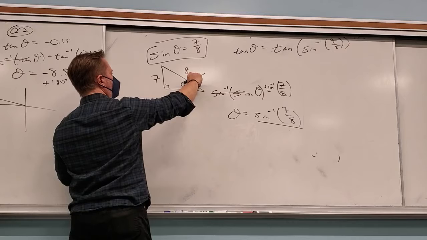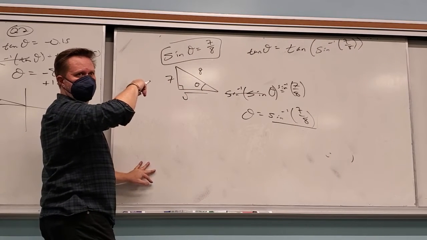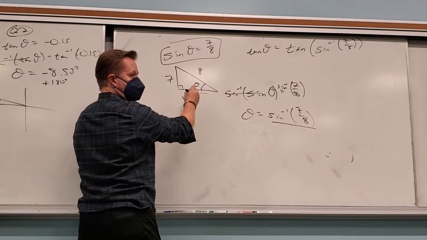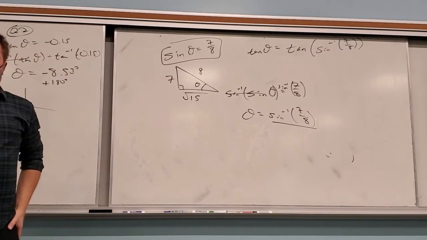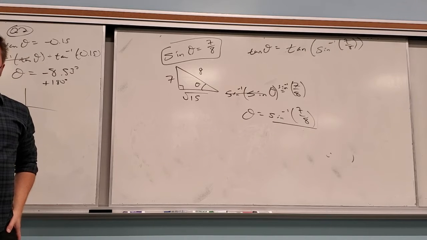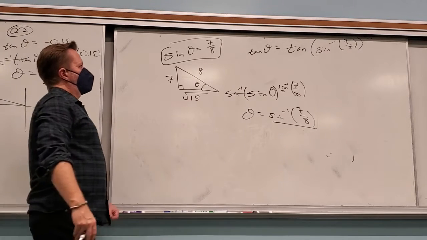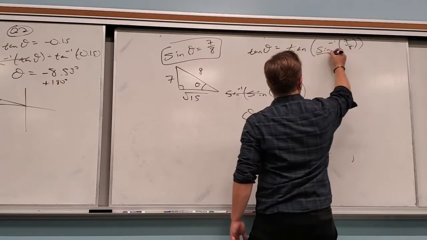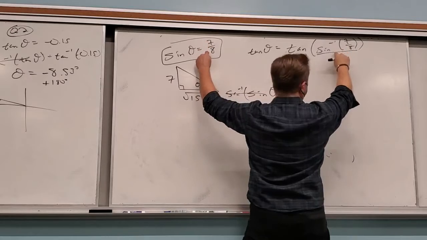Pythagorean theorem. 64 minus 49, right? 15. So square root of 15. Does the inverse of sine change the y and hypotenuse? No. No. This statement defines an angle where the sine is 7/8.